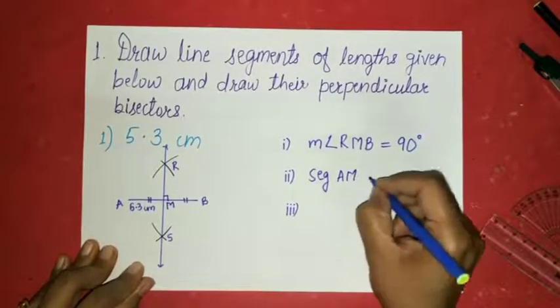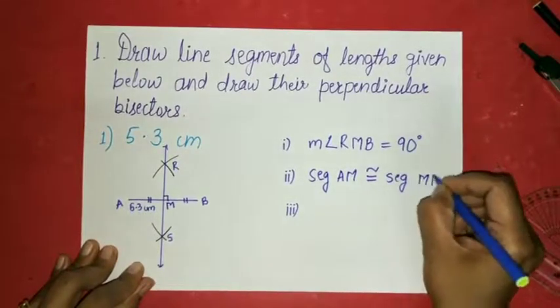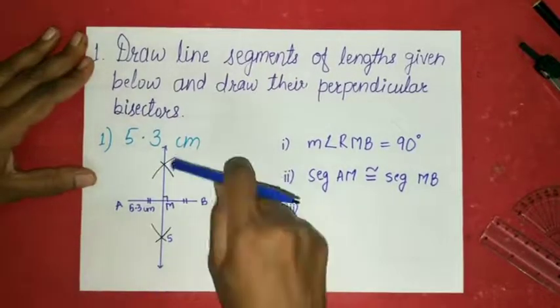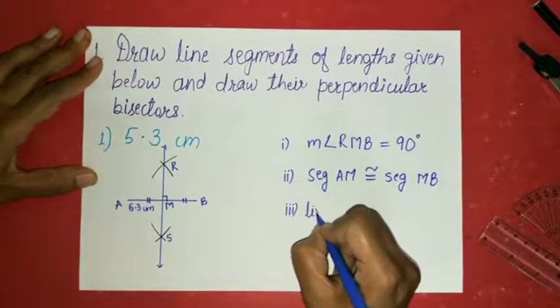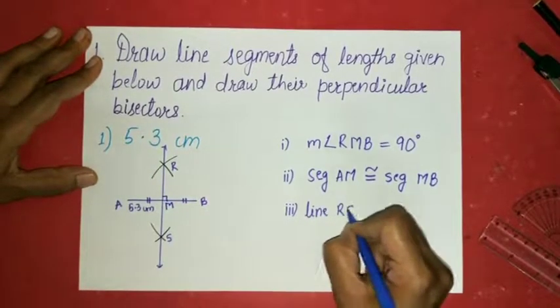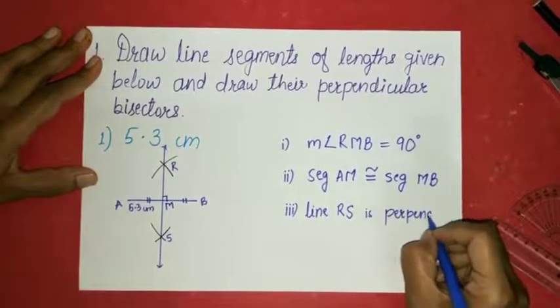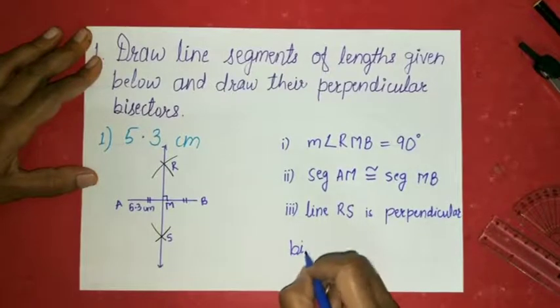We will write it here. Segment AM is congruent to segment MB. Now by these 2 observations, what do we conclude? Line RS is the perpendicular bisector of segment AB. So the same we will write it here. Line RS is perpendicular bisector of segment AB.